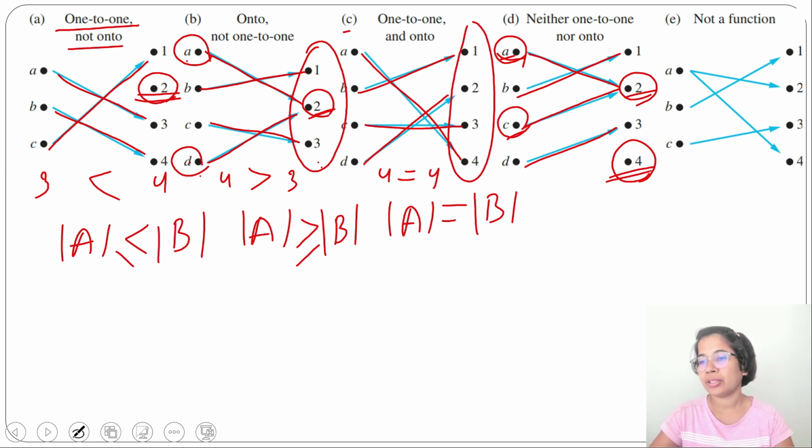Next, option A. Here A maps to 2 and 4. As A maps to 2 elements, it is not a function. In case of a function, one element of the domain can map to only one element of the codomain. For A, there are 2 images, so it is not a function. One element of set B can be the image of 2 elements of the domain, but one element of set A cannot map to 2 images. So this is not a function, and there is no question of one-to-one and onto.